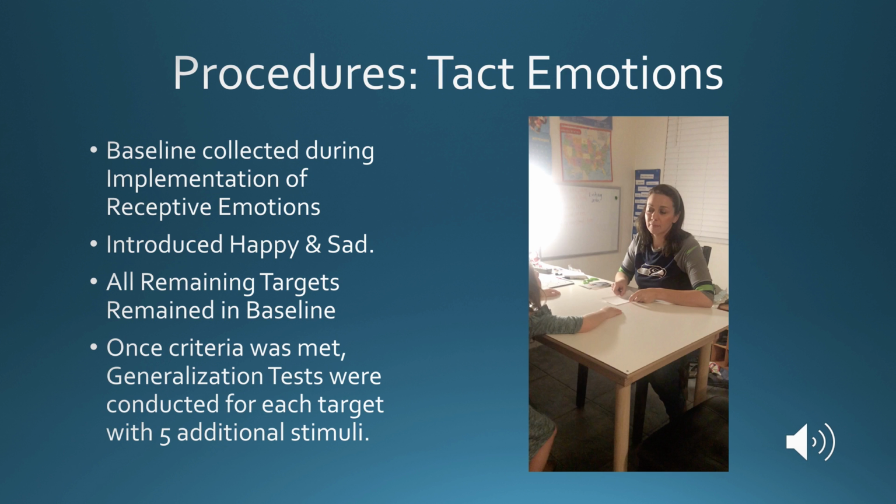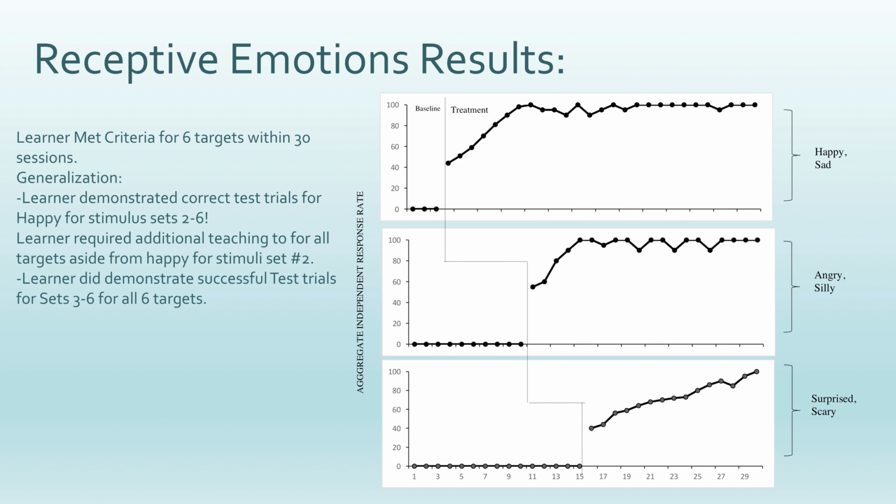Baseline duration for tacting emotions was a bit longer than receptive emotions because these targets remained at baseline during acquisition of receptive emotions. As each set of targets was mastered in 12C, they were shipped on over to direct 12P tact emotions for introduction. This allowed for a variation in baseline durations naturally, so that was an added bonus. Since our treatment plan was empirically based, it was effective.